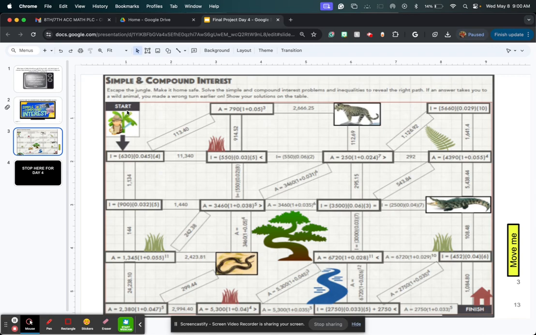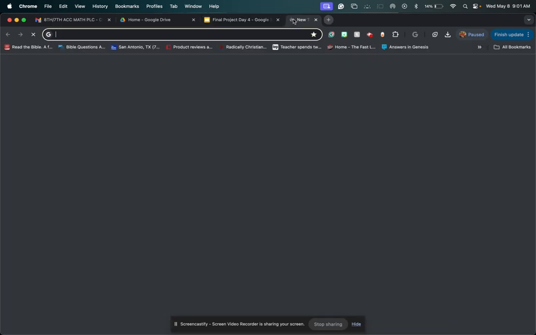We start right here at the picture of the little traveler next to what looks like a palm tree. And our first problem is right here. It says I equals 6,300 times 0.045 times 4. Does that equal this number, or that number? We're going to go to Desmos and test it out.